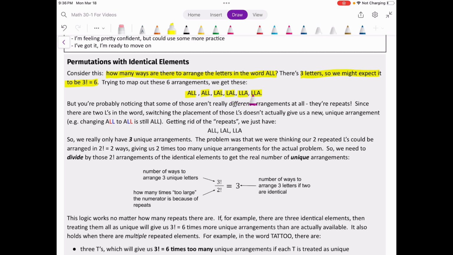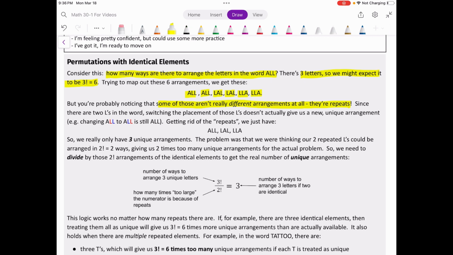This is not any different looking than this. There's no way to tell these two apart, right? They're the same word. It's the same outcome. So switching those two L's around actually didn't give us any new arrangements, okay? Some of those aren't really different arrangements at all. They're just repeats of ones we'd already seen because we thought about switching the two L's, but that doesn't actually give us a different outcome in this case, does it, right? Yes, order matters, but not if the two things you're switching are identical, okay?